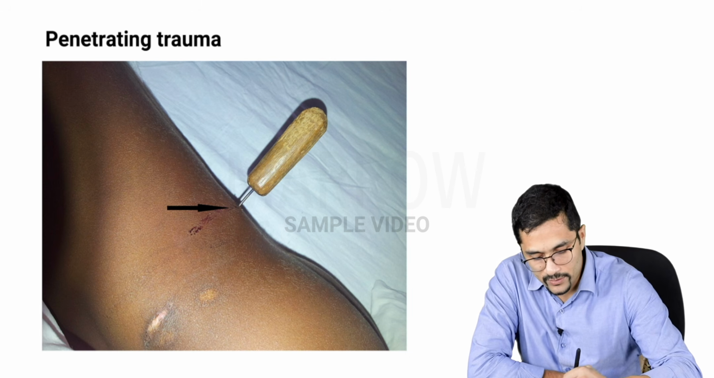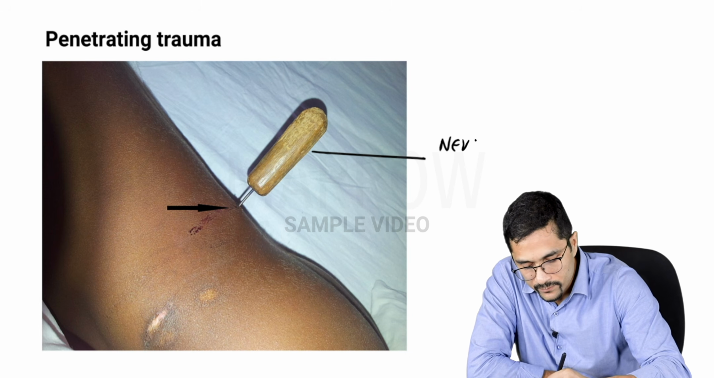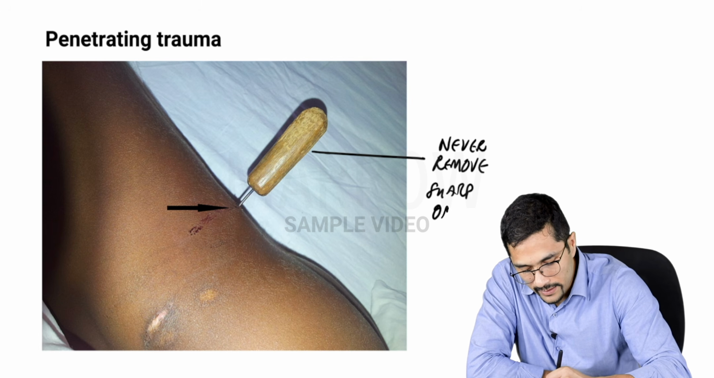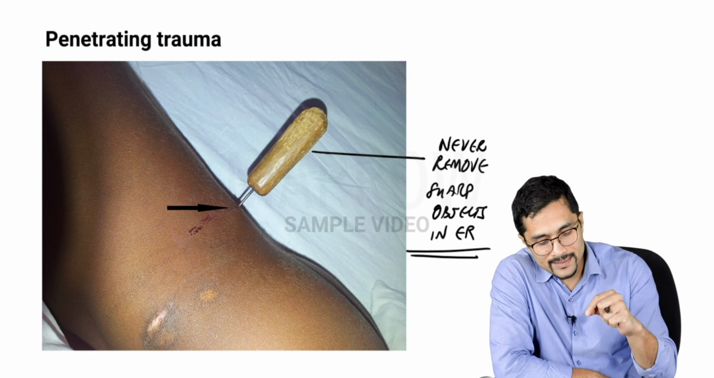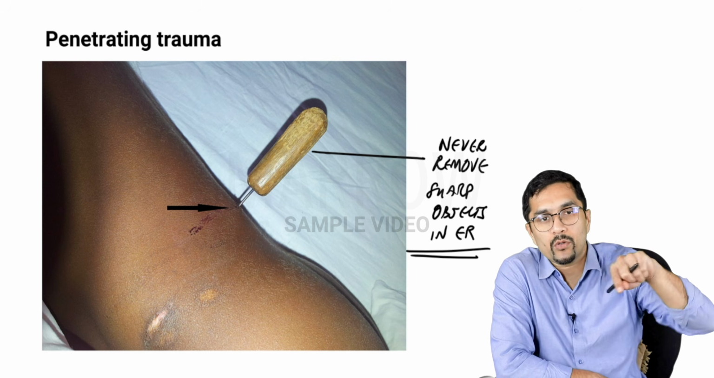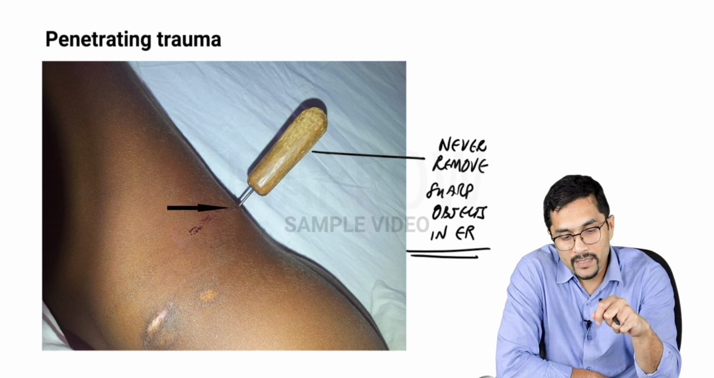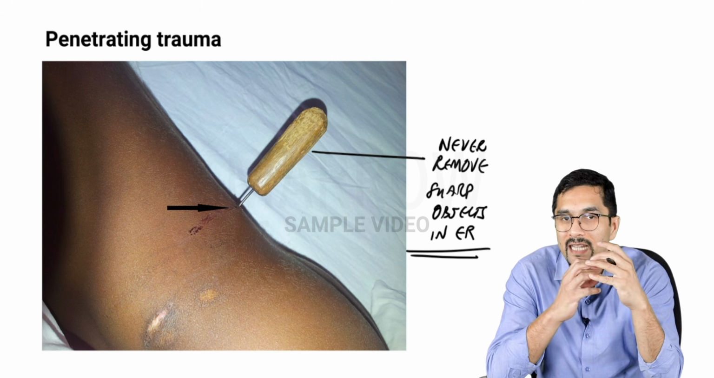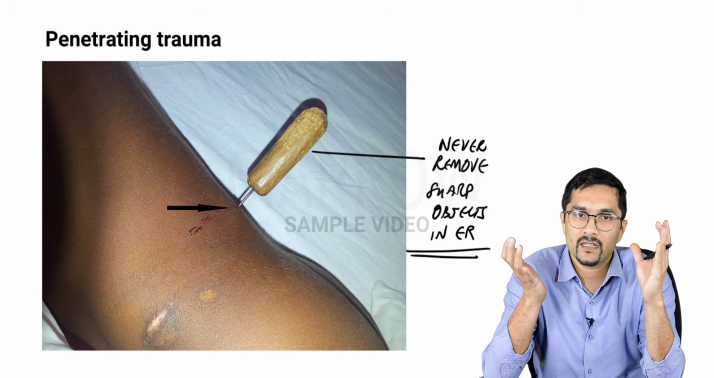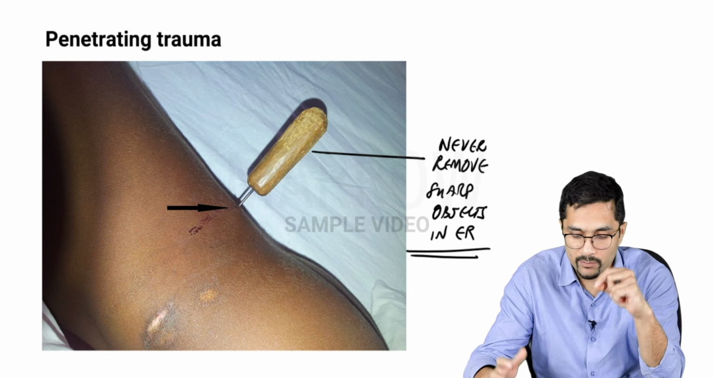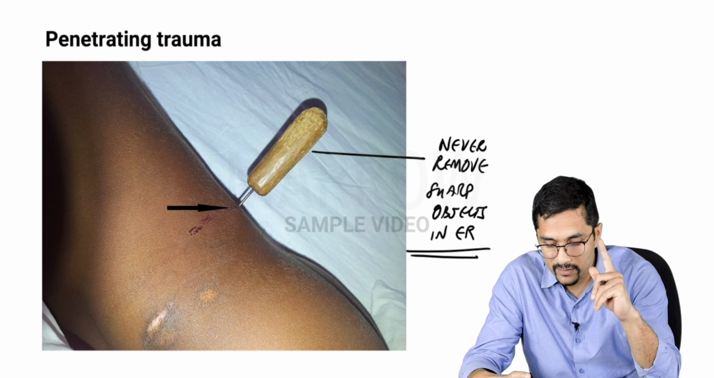Always remember, in penetrating trauma, we never remove sharp objects which are impaled inside. We never remove sharp objects in the ER. They should always be removed in the theatre, and the reason for that is that this sharp object might be tamponading a vessel. If you remove it in the emergency room, the tamponading effect goes away, the pressure goes away, and the patient can start bleeding immediately. That is why always remove them in the OT and never in the ER.